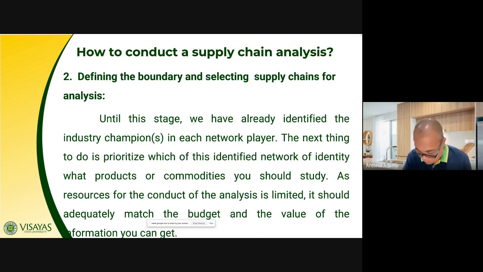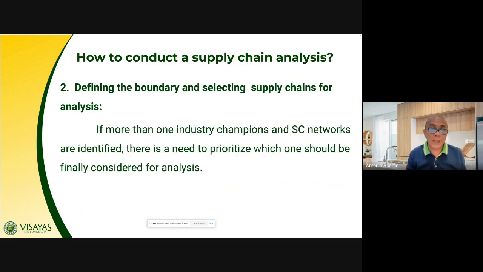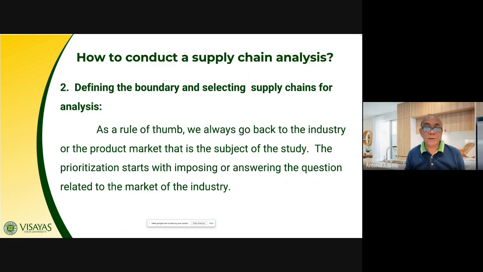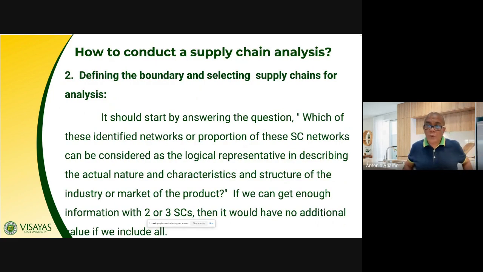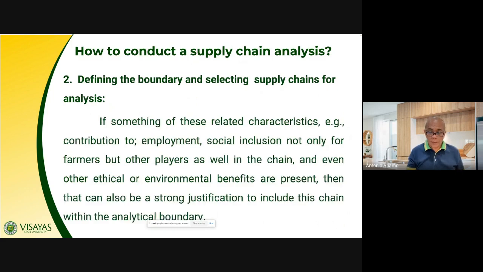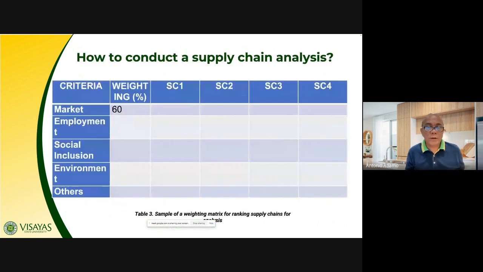Say, for example, this side of the equation is complete. Now, defining the boundary also involves the products that will be analyzed. It should start by answering the question: which of these identified supply chain networks can be considered a logical representative describing the actual nature and characteristics of the structure of the industry? As I told you, from several supply chains for Abaca, we only zeroed in on four, because these four already constitute 80% of the total market for Abaca. Okay. So we have here a matrix of consideration for item three.